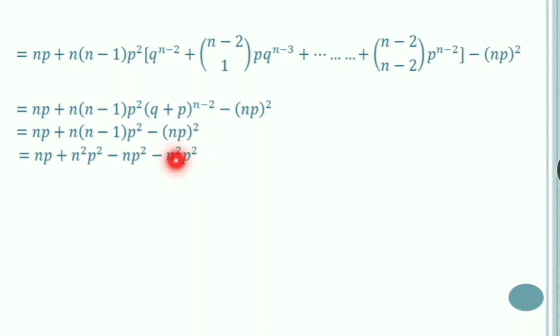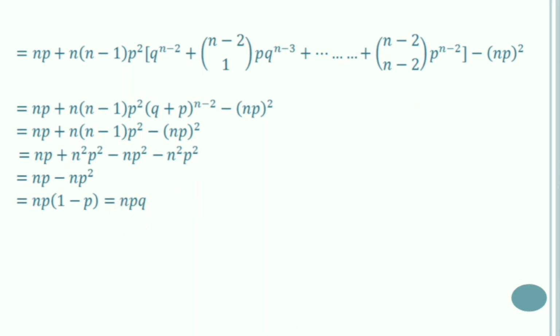So this n square p square gets cancelled with this n square p square, we are left with np minus np square. Now take out np common. So we are left with np into 1 minus p, and 1 minus p is q. So variance of binomial distribution is npq. So mean in case of binomial distribution is given by np and variance is given by npq.